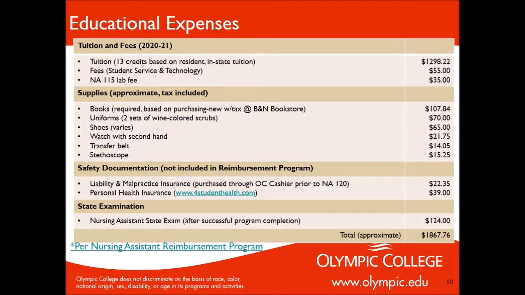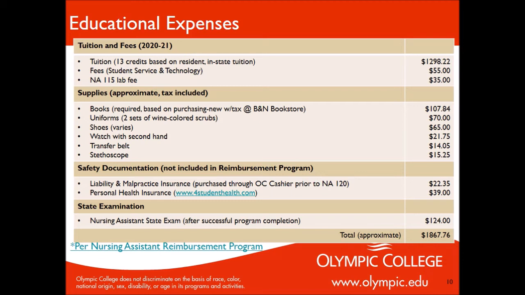On this slide, you'll see the tuition and fees related to the current academic year as published on our Olympic College website. You'll also find the fee for our Nursing Assistant Lab 115, as well as the approximate cost of supplies required for our program. You see the safety documentation information here, which for the record is not included in the reimbursement program I spoke of prior. You do need liability and malpractice insurance that you can purchase through the OC cashier, through the website, or in person when that's available.